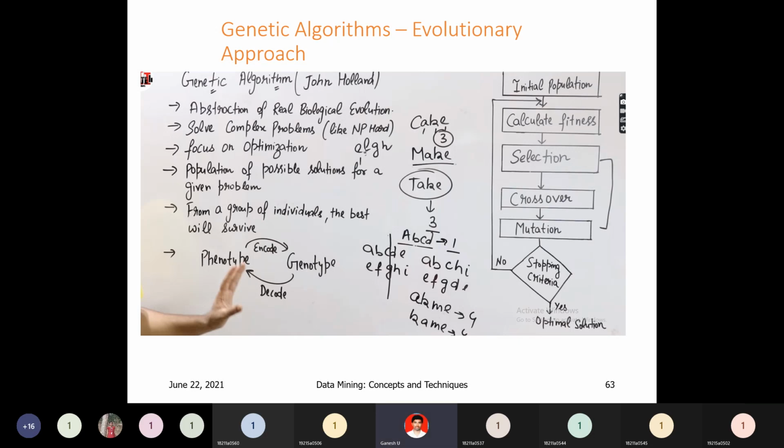A population of possible solutions for a given problem. From a group of individuals, the best will survive. Here you can see phenotype and genotype, just encoding. This is a cyclic process. How will it be done? You can observe A, B, C, D, E and E, F, G, H, I. For example, the mother genes are A, B, C, D, E, and the father genes are E, F, G, H, I. Then the kid will get A, B, C, crossed, that is a crossover.